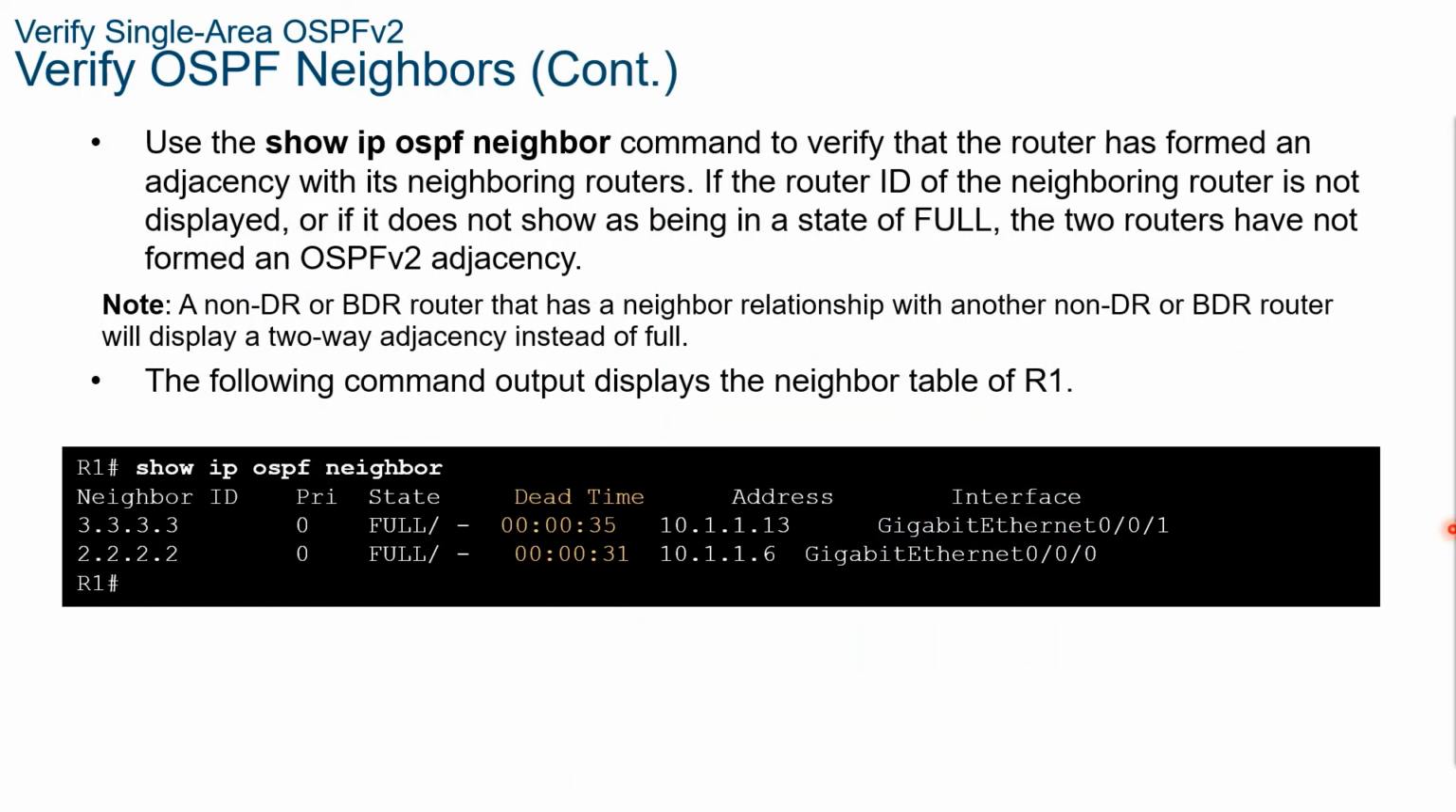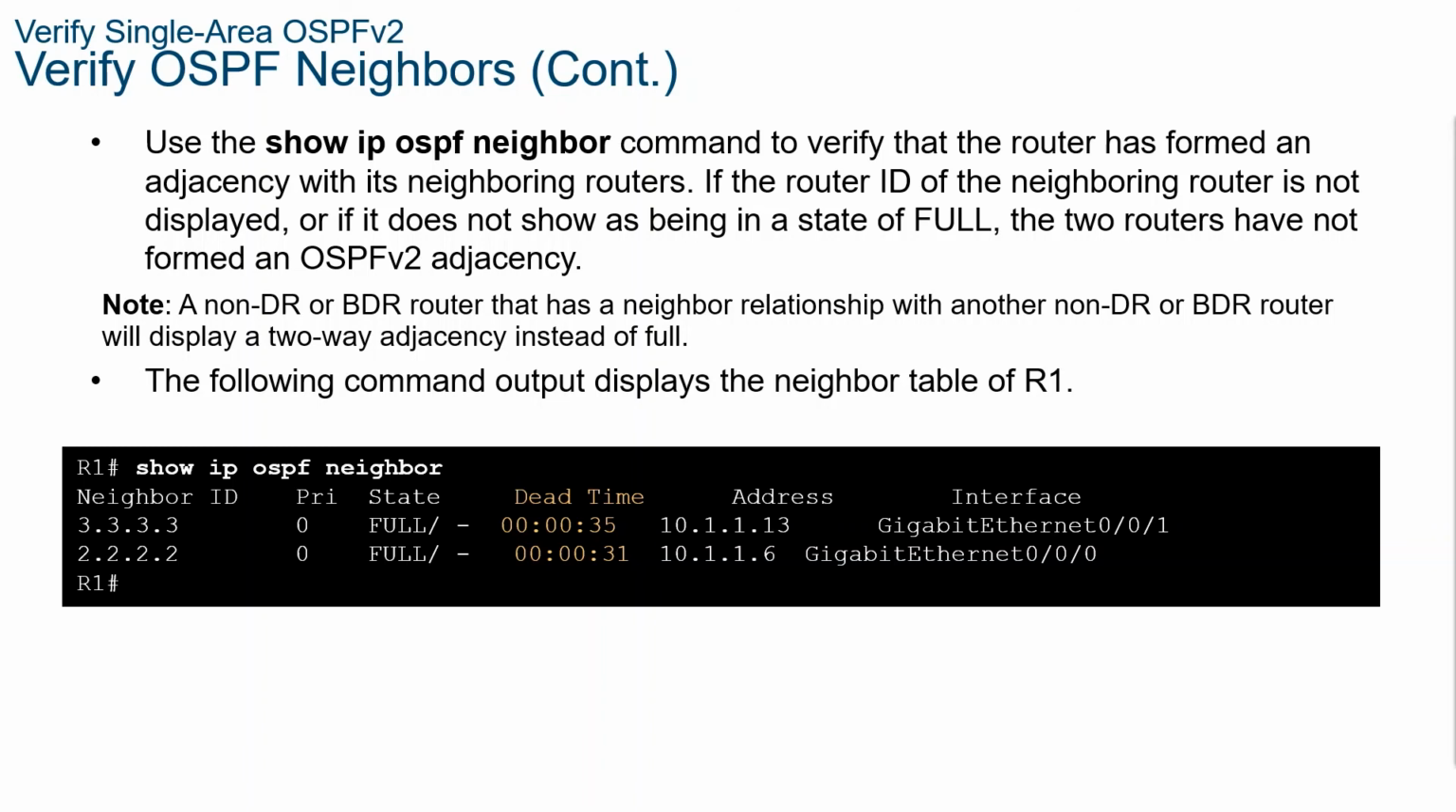Okay, so how do we verify OSPF neighbors? We use the show ip ospf neighbor command to verify that the router has formed an adjacency with its neighboring routers. Now, if the router ID of the neighboring router is not displayed, or it does not show as being in the state of full, the two routers have not formed an OSPF version 2 adjacency.